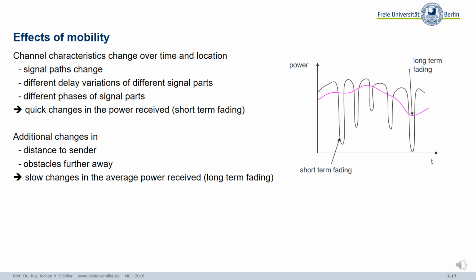So short-term fading. In addition, you might move away from the base station. So the average power decreases or increases. That's called long-term fading. So a slow change in the average power received is long-term fading. What can we do against it? If you have short-term fading, well, you cannot know in advance that this happens. It's not slow, so it's very fast, changes. So maybe suddenly your signal breaks down and it's back again.